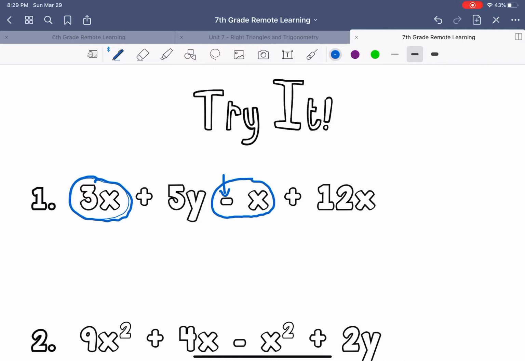And then I also see a plus 12x right here. So those are all of the x terms. And then the other terms I have are a plus 5y, and there's nothing else that matches that. So that's all I'm going to write.